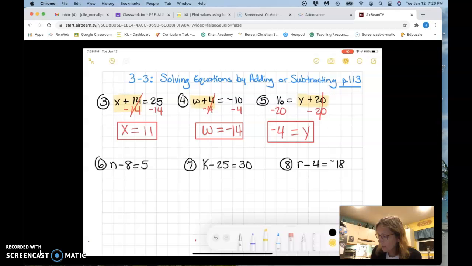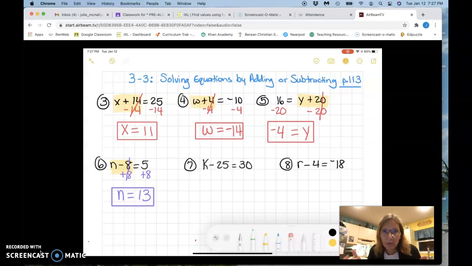Again, what is happening to the variable? This time I see that 8 is being subtracted from the variable. When it's being subtracted, I have to do the opposite. So now I'm going to add 8, and whatever I do to one side, I have to do to the other. The 8s cancel out. 5 plus 8 is 13. N equals 13.